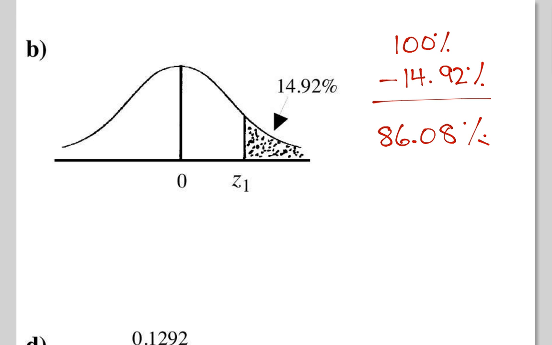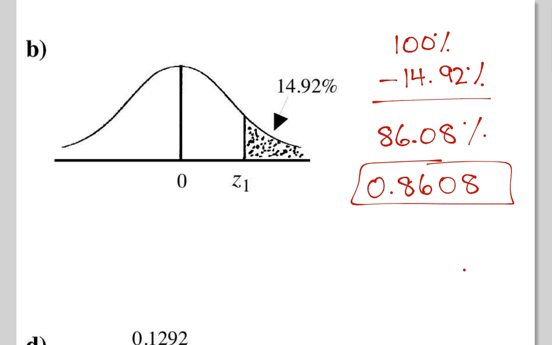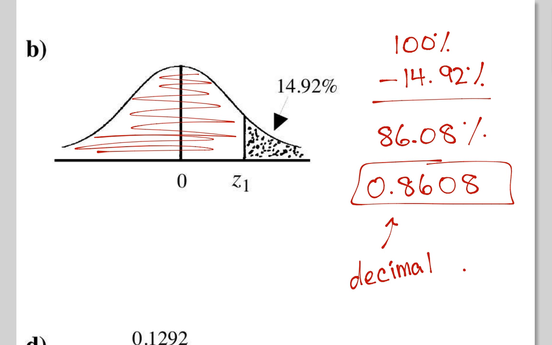Thank you for finding that so quickly. 86.08. Now you're not going to find 86.08 in your chart. You're going to find 8608 like this in your chart, because this is the decimal that you're looking for. Correct, because that's going to be this stuff over here. It's the other part of the full whole.